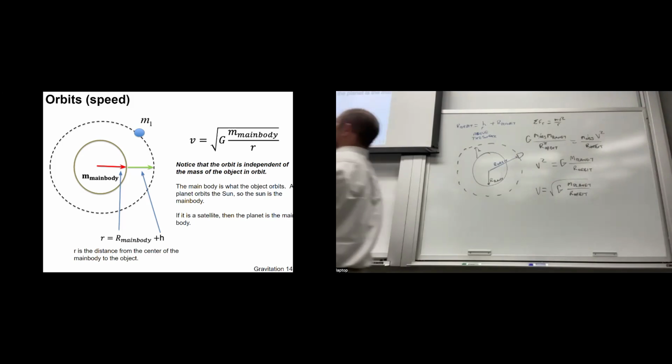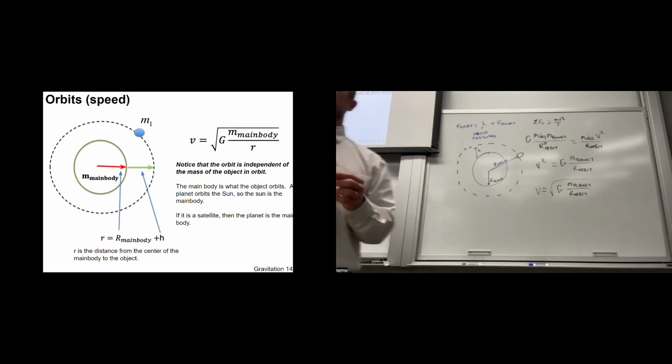So this equation goes up over here because it's another equation we should have. We should be able to calculate v of an orbit, or notice how the orbital speed changes if we change m or r. You should be able to do that.